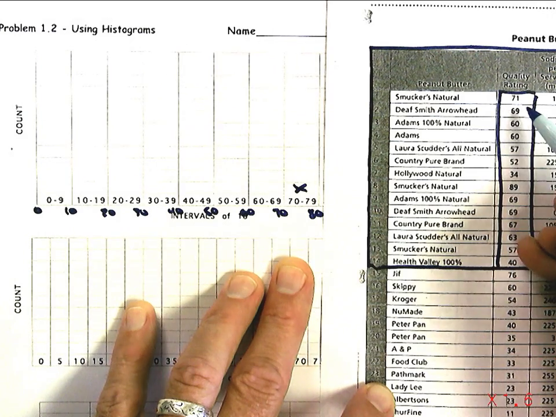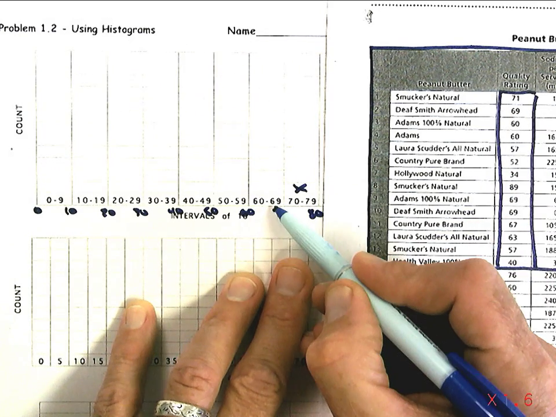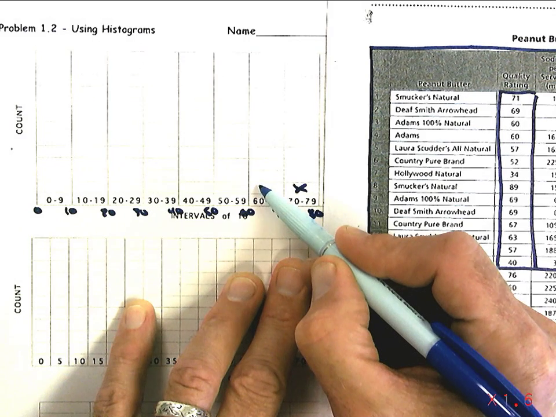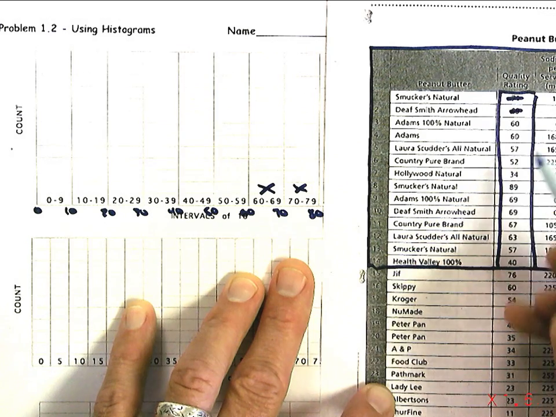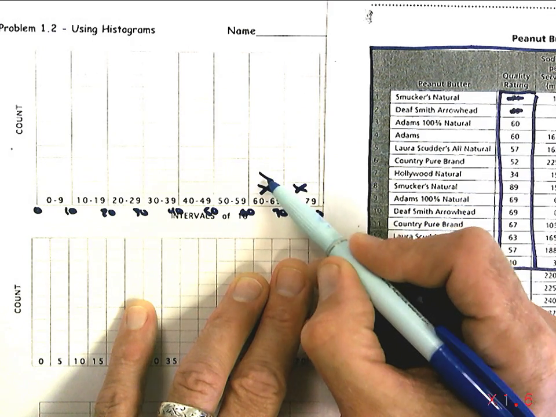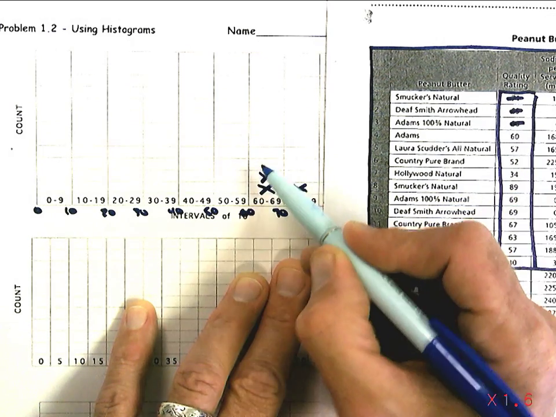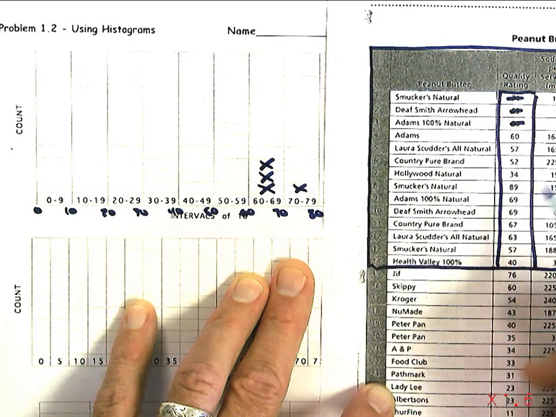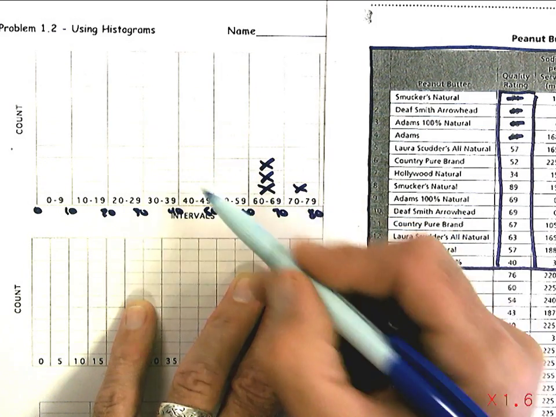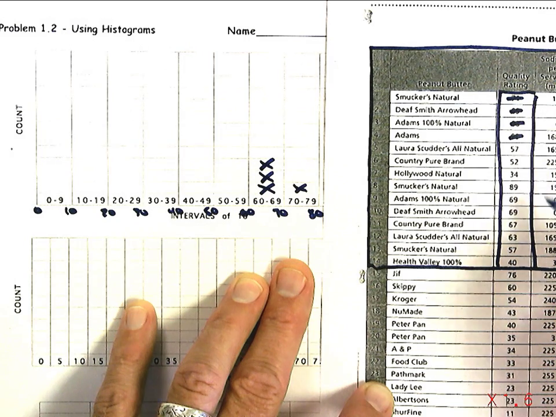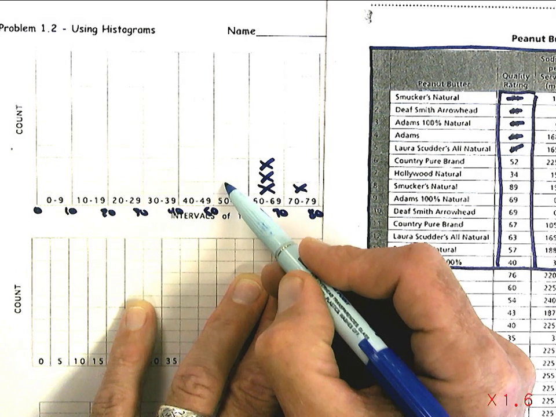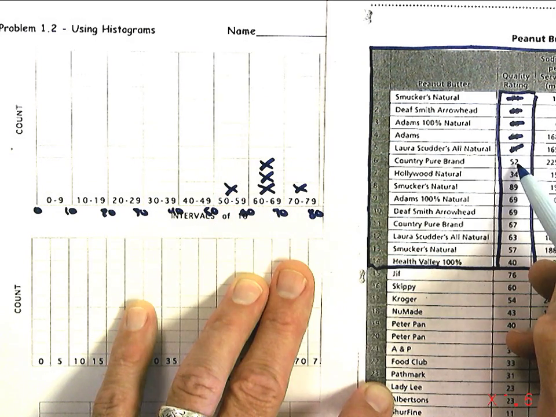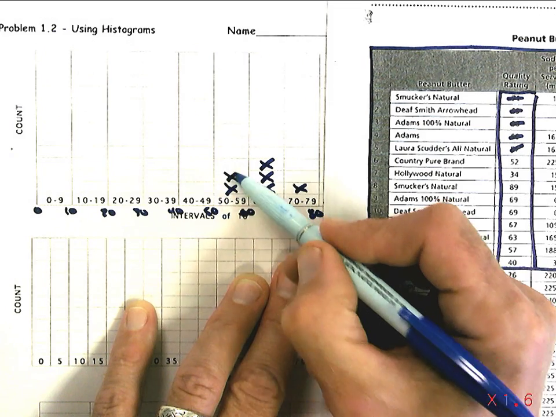So 71 and then a 69 would go in the 60 to 69 section, so I'm going to put a mark there. I'm going to mark these off as I do them. And then the 60 would also go in there, and another 60. So you see, I'm just really using my chart as a way to check off these as I do them. 57 goes between 50 and 59. 52, same interval.